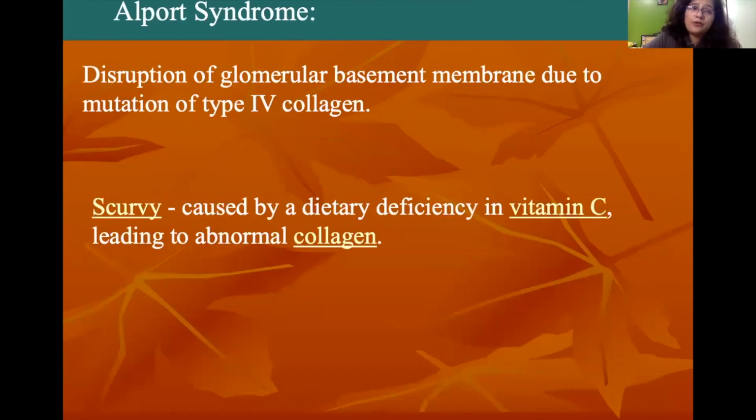Now, another syndrome is known as Alport syndrome, and there is a disruption of the glomerular basement membrane due to mutation of type 4 collagen. One of the disorders, scurvy, I have already mentioned: when vitamin C is deficient, there is a deficiency of hydroxylation of proline and lysine, and that will lead to the formation of abnormal collagen, which leads to poor wound healing and bleeding gums.